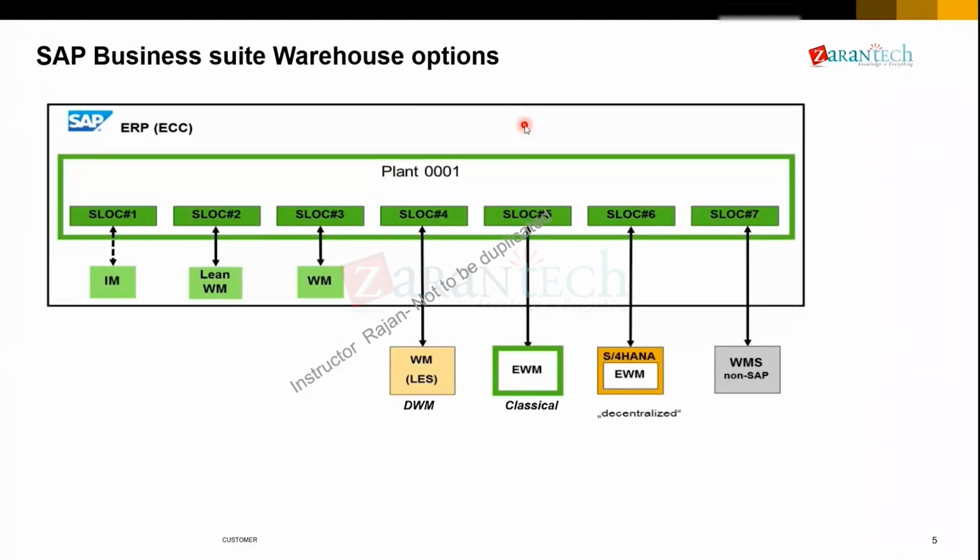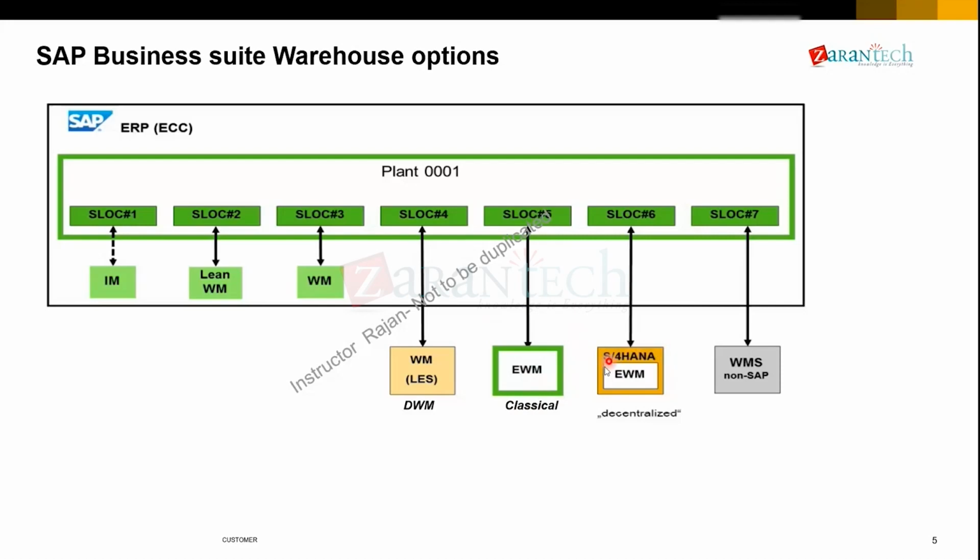These are the possible structures for a Business Suite customer who has not migrated to S4HANA. So different clients may be having one or other of these kinds of assignments. Some locations may be running in inventory management, some of them may be running in lean WM, and of course ECC WM, and DWM, the decentralized warehouse management, the predecessor of EWM, and EWM classical, not yet migrated to S4HANA, right?